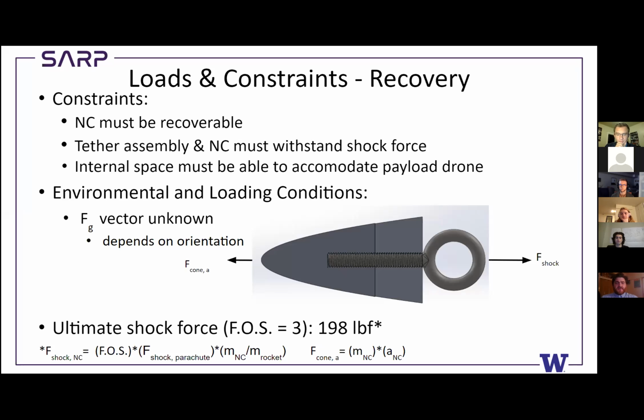Also, we need to accommodate the internal space for the payload. I think typically, or what they told us was, 3-stack CubeSat size, and we are well within those margins. So for other environmental loading conditions, you can see on the left, first of all, the force of gravity vector is unknown, just because we don't know the orientation of the nosecone at nosecone deployment. So we don't know in what direction this force is going to act.